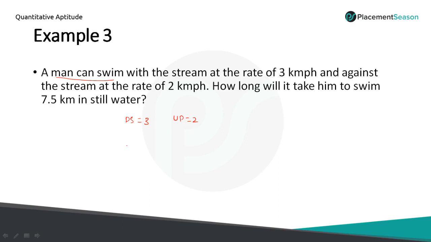So we have discussed a formula like boat speed equals (downstream plus upstream) by 2, using the same notation, and you will get 2.5. So the man's speed in still water is 2.5 km per hour. So what is our question? How long will it take him to swim 7.5 km? So they have asked the time, equal to distance by speed. Distance is 7.5 and the speed is 2.5, which is equal to 3. So it will take 3 hours for him to cover 7.5 km in still water.